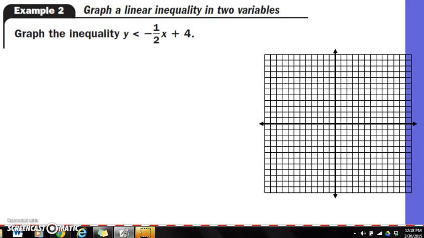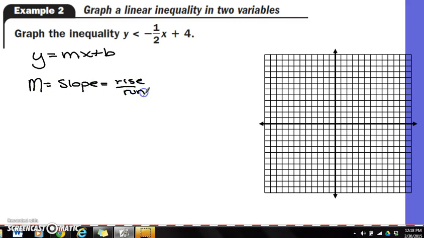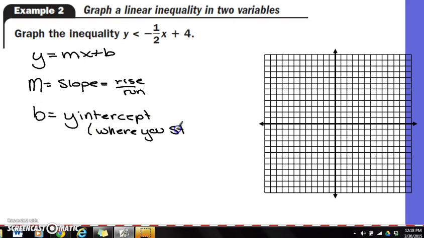Okay, graphing example 2. You have to remember y equals mx plus b. So what does y equals mx plus b mean? What's the m, what's the b? M is the slope, which is rise over run. B is your starting position. We like to call it your y. And you said it's where you start on the y-axis.